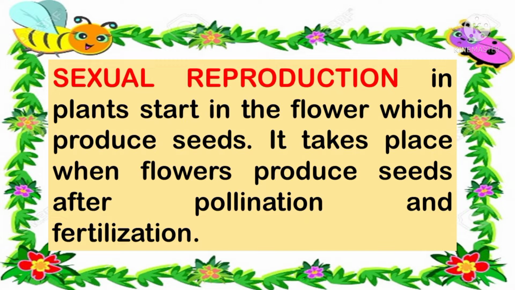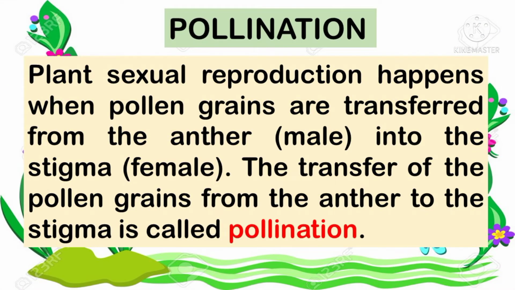Sexual reproduction in plants starts in the flower, which produces seeds. It takes place when flowers produce seeds after pollination and fertilization. Pollination. Plant sexual reproduction happens when pollen grains are transferred from the anther, which is the male part, into the stigma, which is the female part.